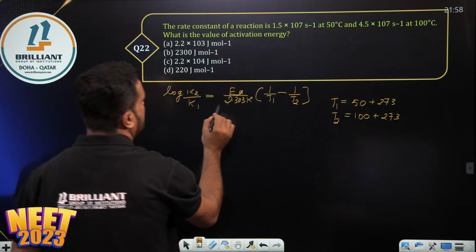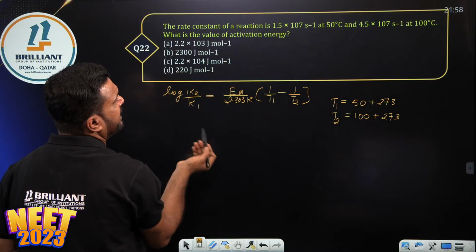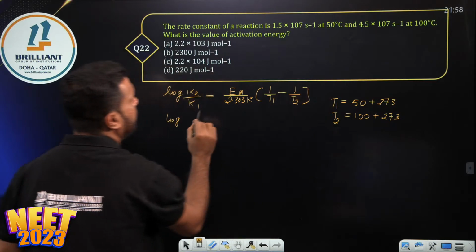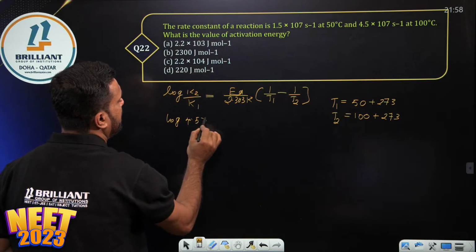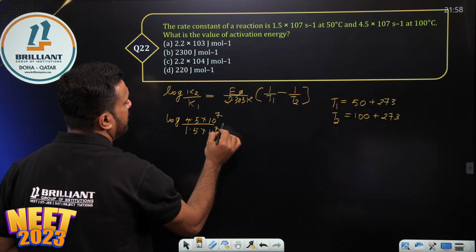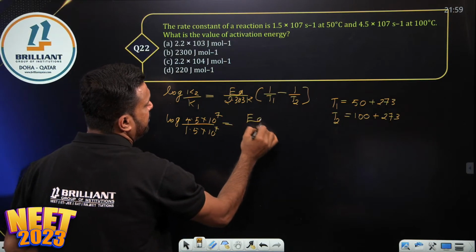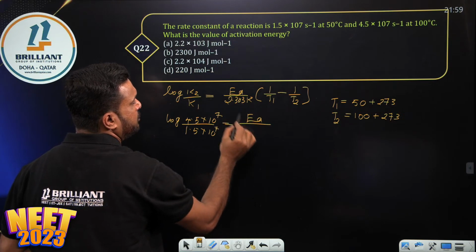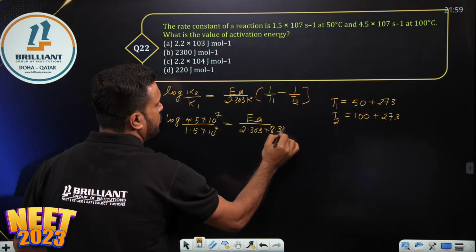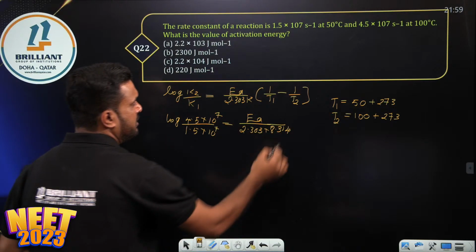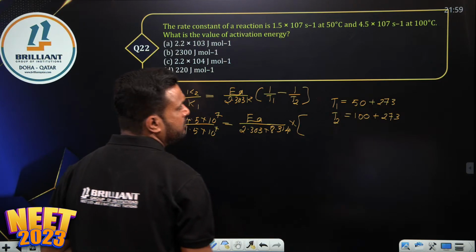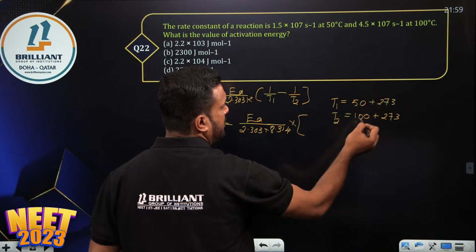So this value you should substitute over here, log K2 by K1. It's given directly. So log K2 value is how much? The second value 4.5. So 4.5 into 10 power 7 divided by 1.5 into 10 power 7 is also equal to EA divided by, this value always you keep in mind, 2.03 into 8.314. That will be 19.141 into temperature, T2 minus T1. You can take the value 50 plus 273, 300.